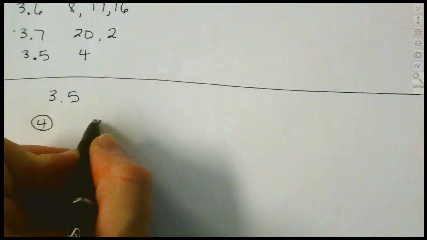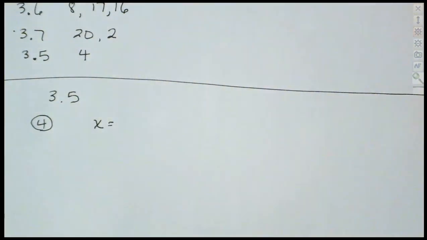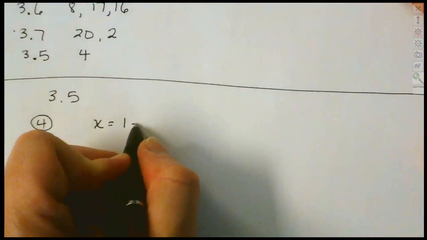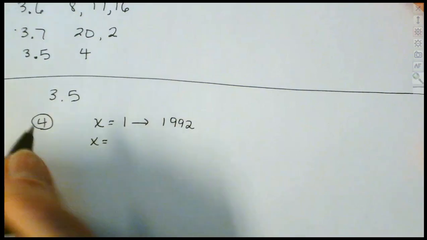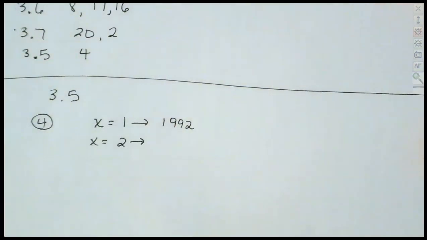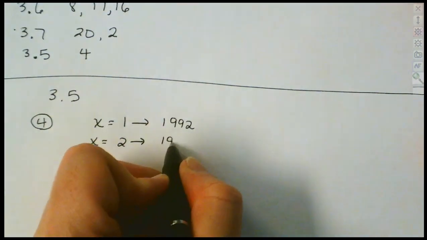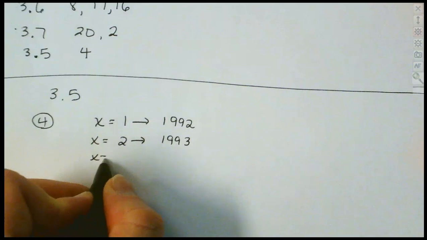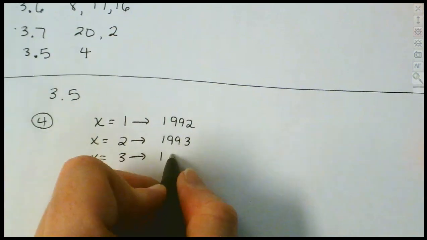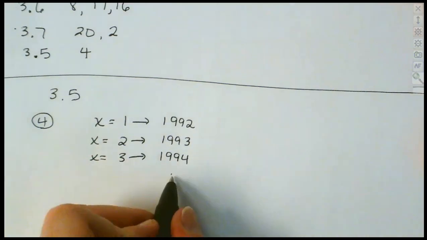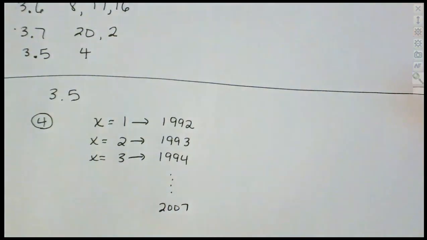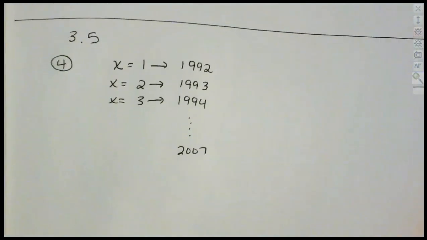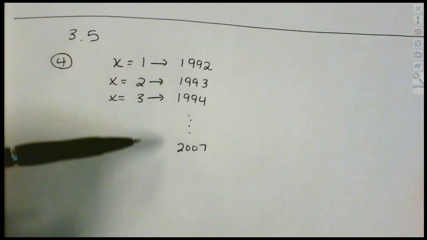So x represents the years. And it says in our table, x equals 1 goes with 1992. X equals 2 would then be 1993. Right? We're adding 1 every time. X equals 3 is then 1994. And we need to figure out the x value that would go with 2007. Okay, so we need to figure out that value. Now, what number are we going to plug in? Well, look at our pattern.